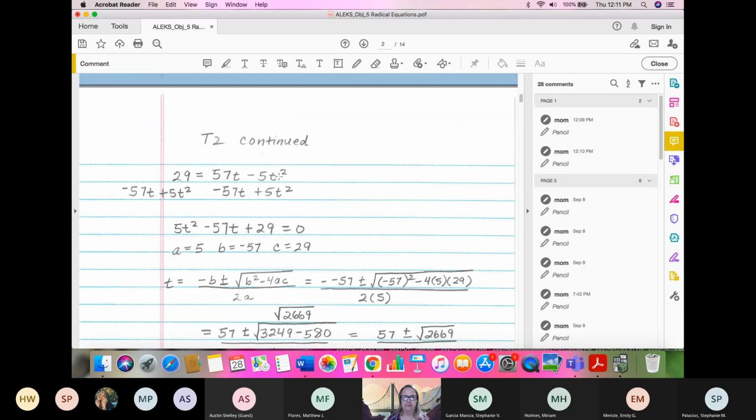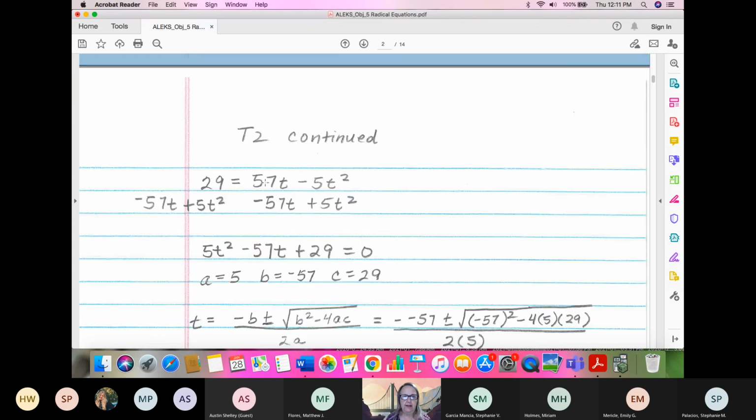So let's solve for t. What we have here is a constant term, a t term, and a t squared term. So we have a quadratic equation. We want to set it equal to 0, because whether we are going to use the quadratic formula or factor, we are required to have 0 on one side by itself.